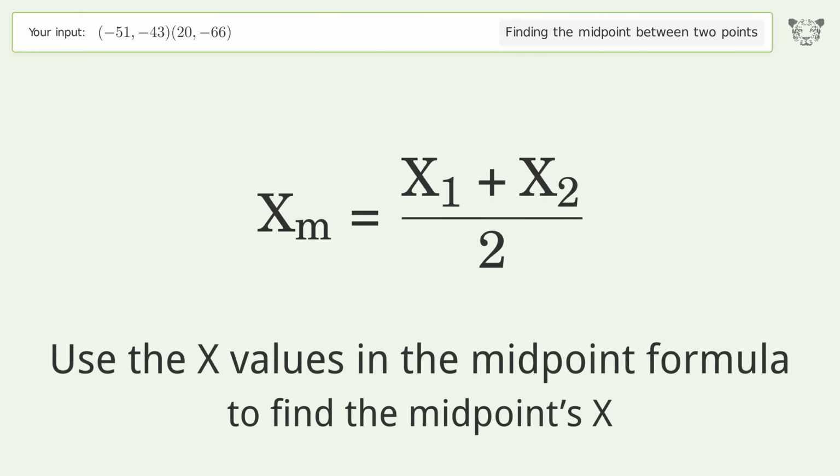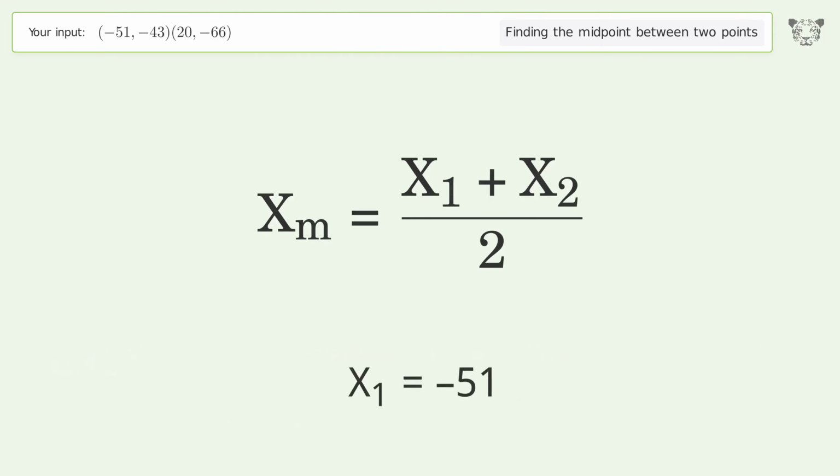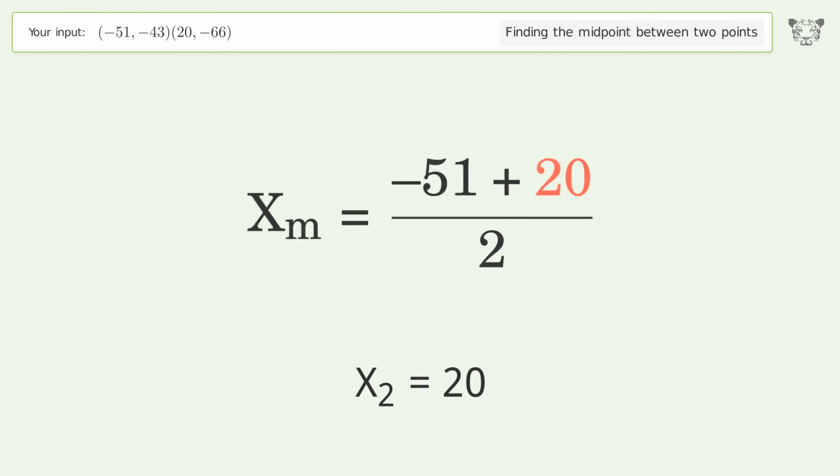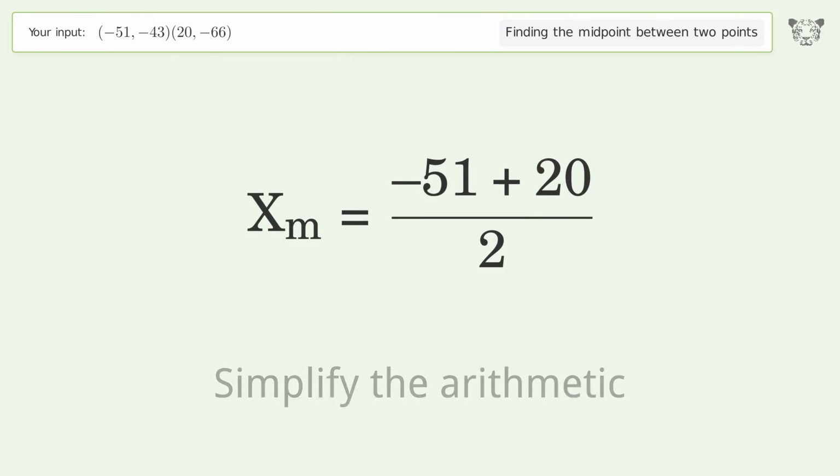Use the x values in the midpoint formula to find the midpoint's x. x1 equals -51. x2 equals 20. Simplify the arithmetic.